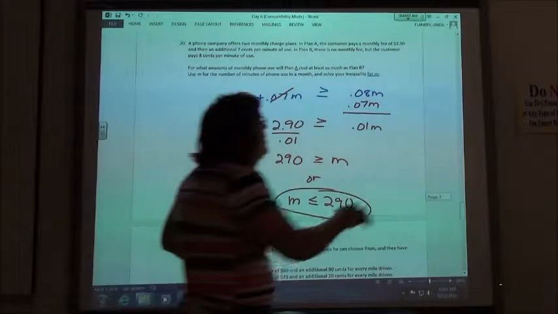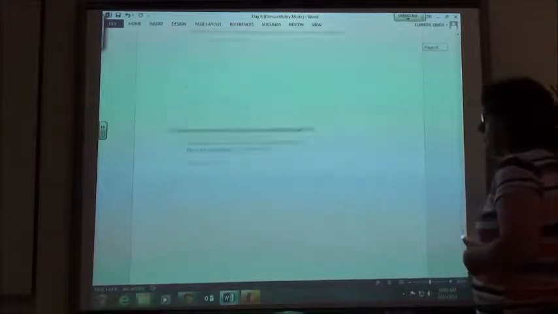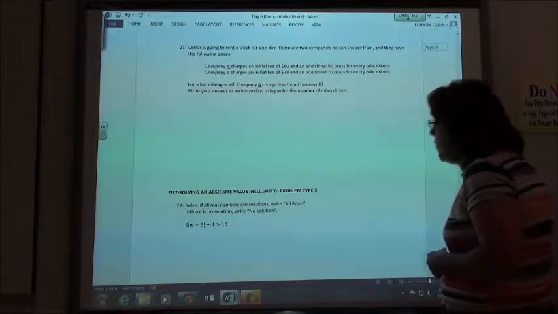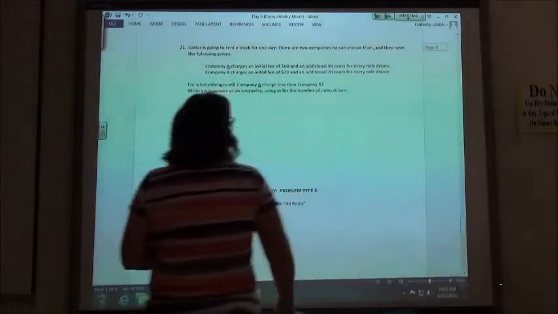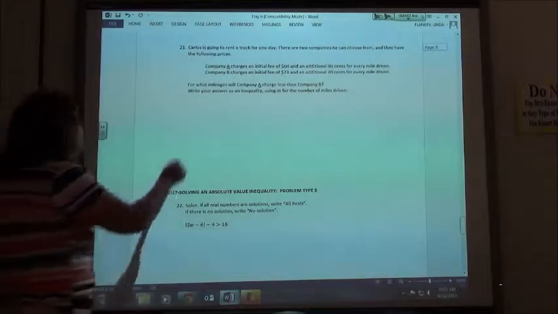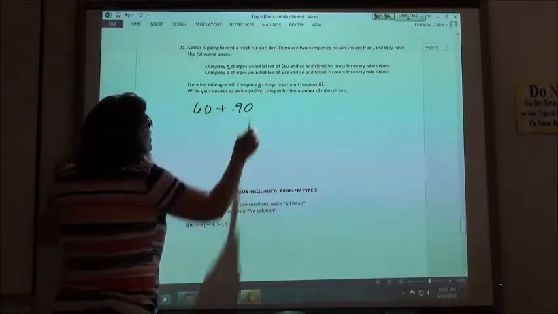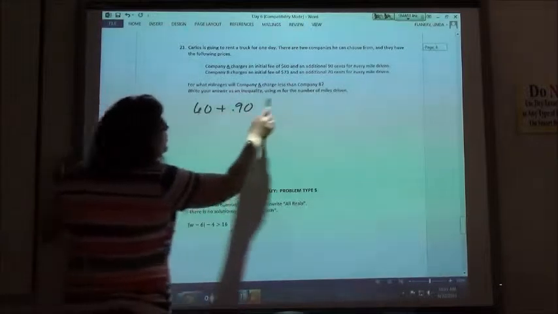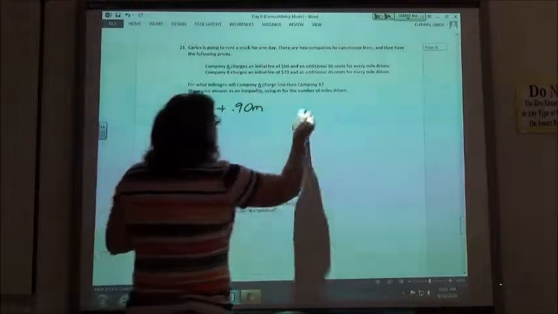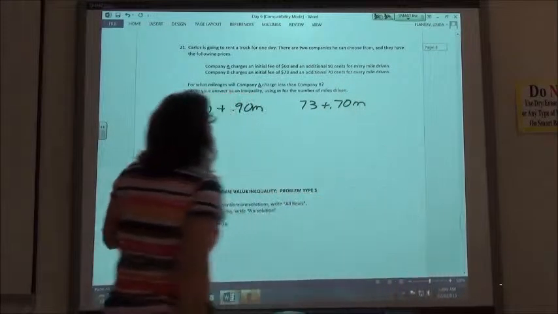And number 21. Carlos is going to rent a truck for 1 day. There are 2 companies he can choose from, and they have the following prices. A charges an initial fee of $60 and an additional 90 cents for every mile driven. We are using M for the miles driven. Company B, $73 and an additional 70 cents for every mile driven.